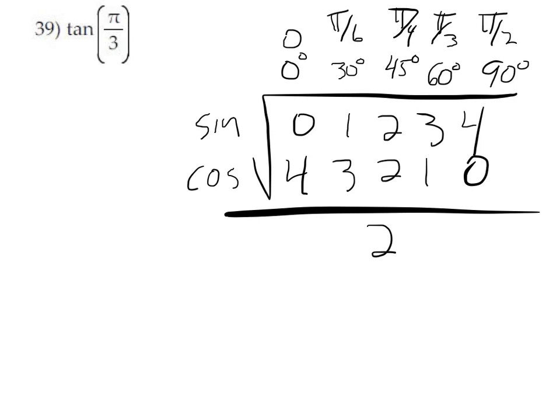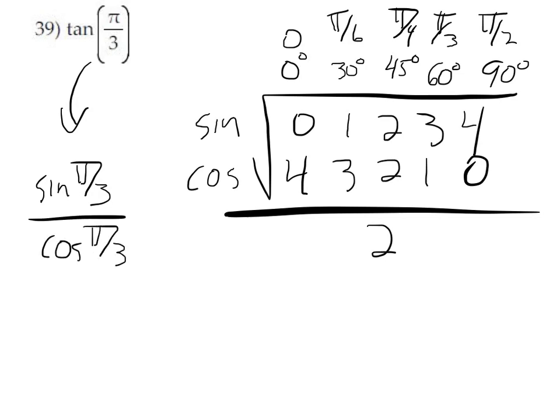Now, the reason why I go over this is for our tangent pi thirds. I know that's sine pi thirds over cosine pi thirds. That's what we really need to work out. And in this table, sine of pi thirds is the square root of 3 over 2, divided by cosine of pi thirds. Cosine pi thirds is square root 1, or just 1, over 2.